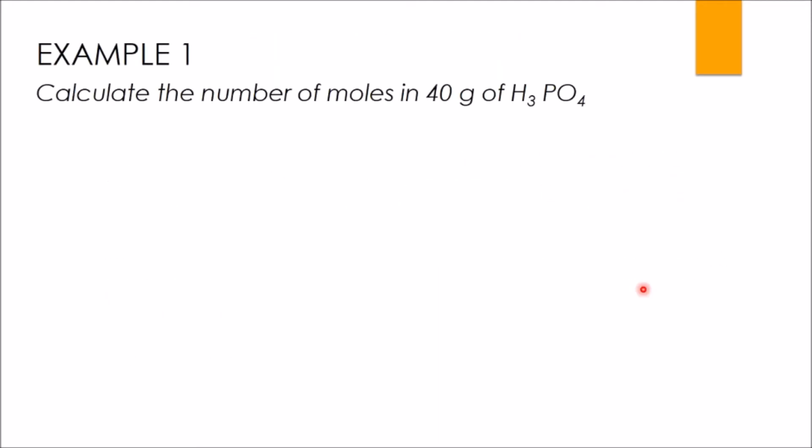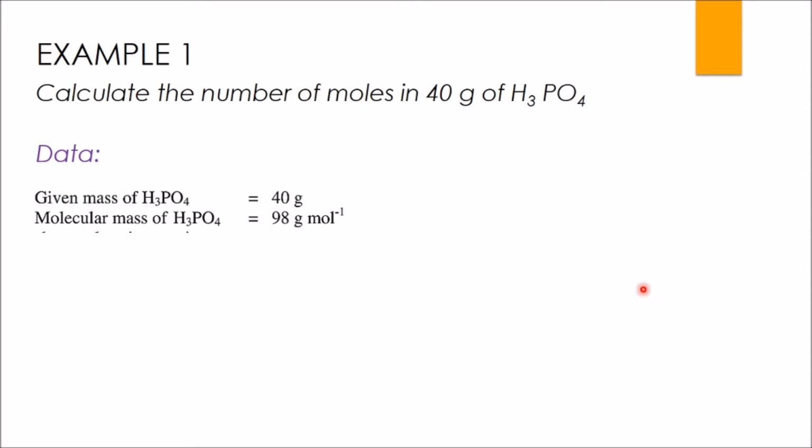We have example 1. The question is to calculate the number of moles in 40 grams of H3PO4. So boys, we are asked for the number of moles in this. We are going to make the data. We are given the mass of H3PO4, because 40 grams is the mass. Okay, so we are given a mass which is 40 grams, and we know that the molar mass of H3PO4 is 98 grams.